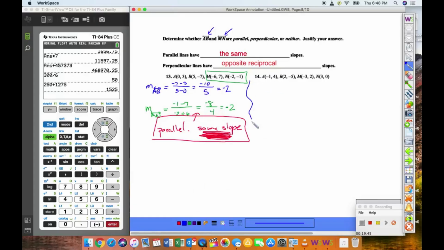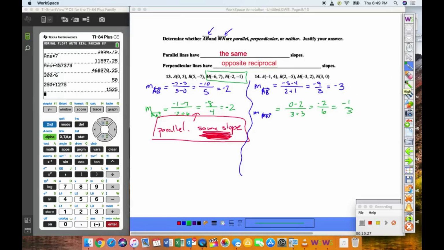So let's do that on 14. Find the slope of line AB. That would be -5 minus 4 over 2 minus a -1, which is -9 over 3, which is -3. Let's find the slope of line MN. The slope of line MN is 0 minus 2 over 3 plus 3 in that situation, which is -2 over 6, which we usually call -1/3.